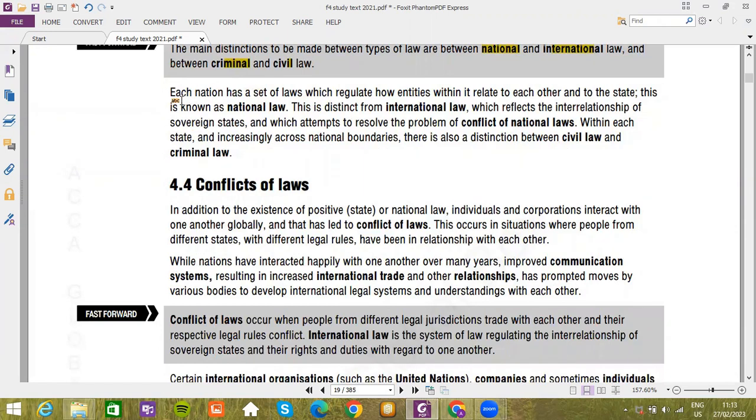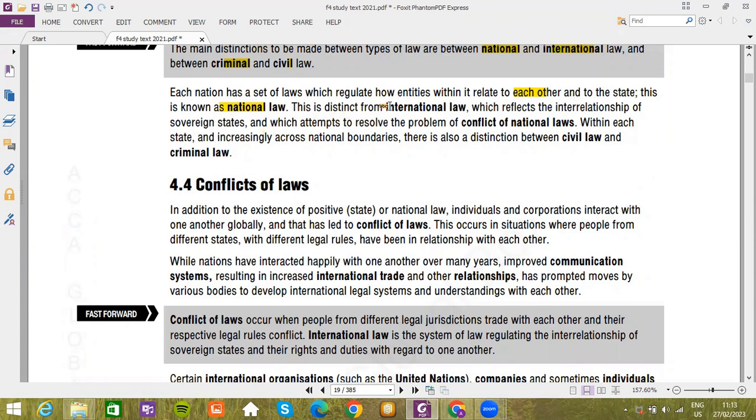So let's go. Each nation has a set of laws. First of all, every nation has a set of laws, which regulate how entities within it relate to each other and to the state. This is known as the national law. Basically, each nation has laws and we have to obey those laws. So it's basically a national law.